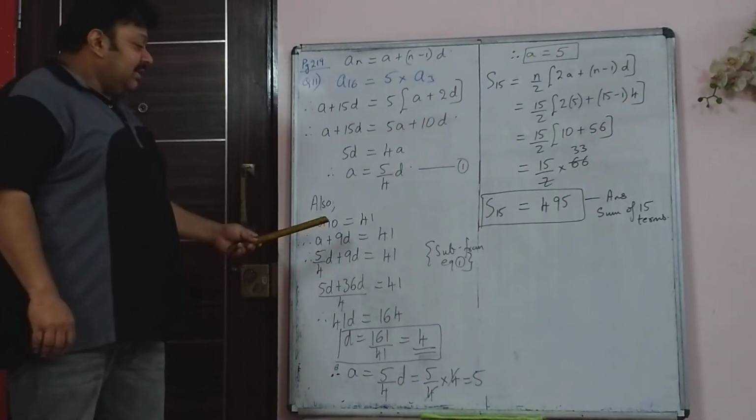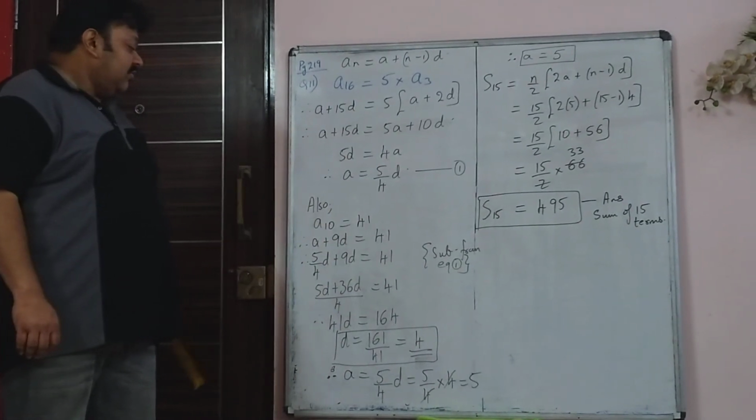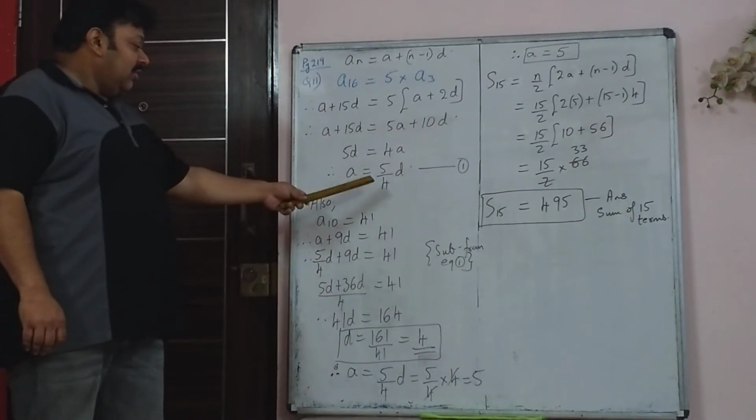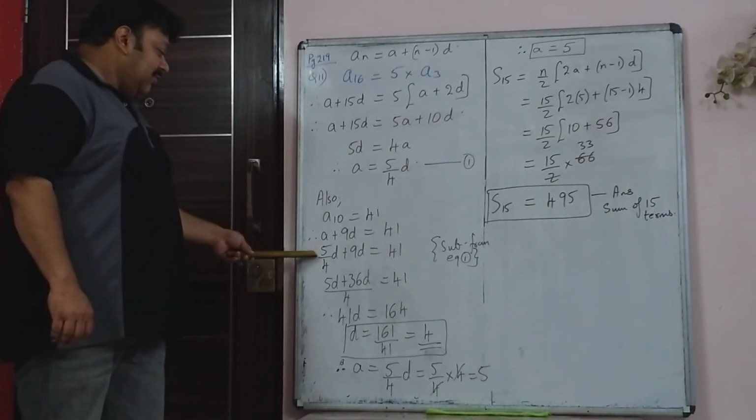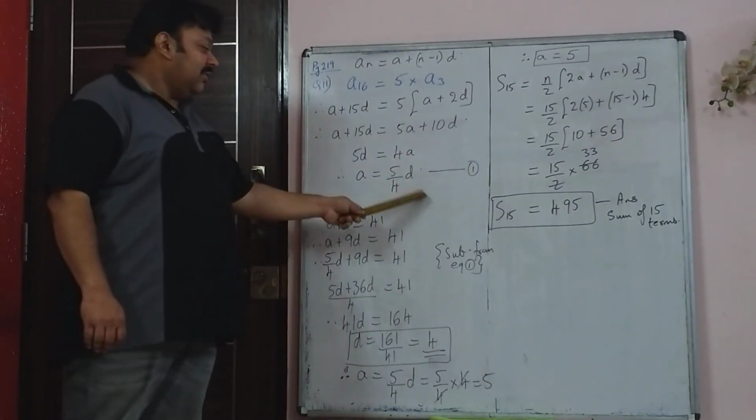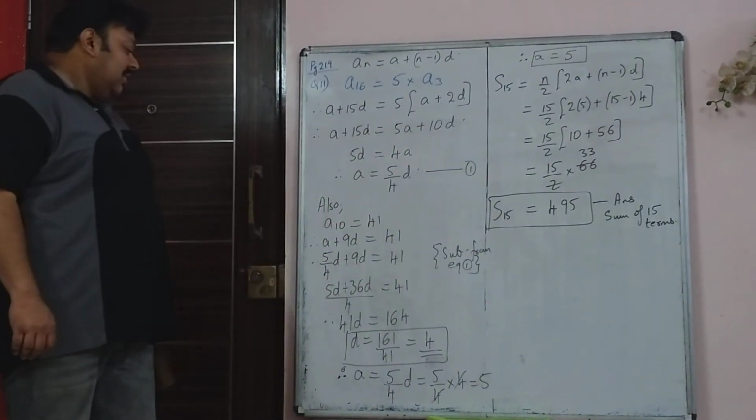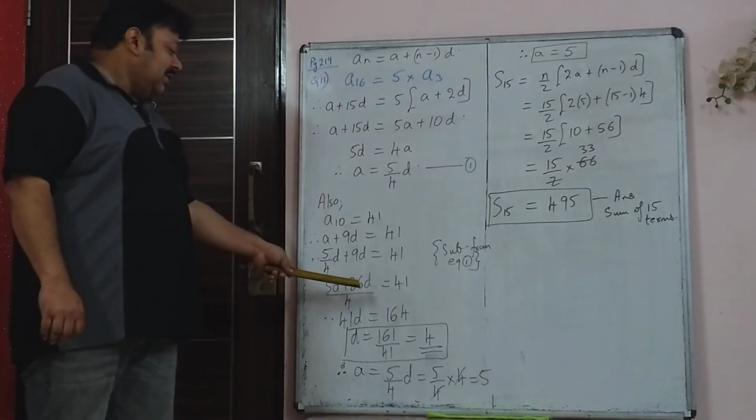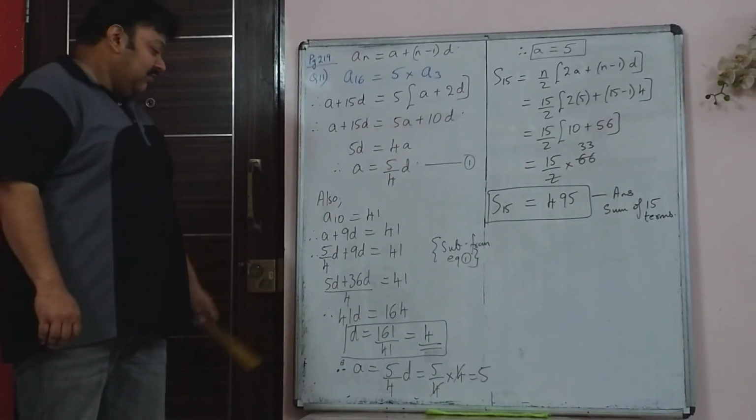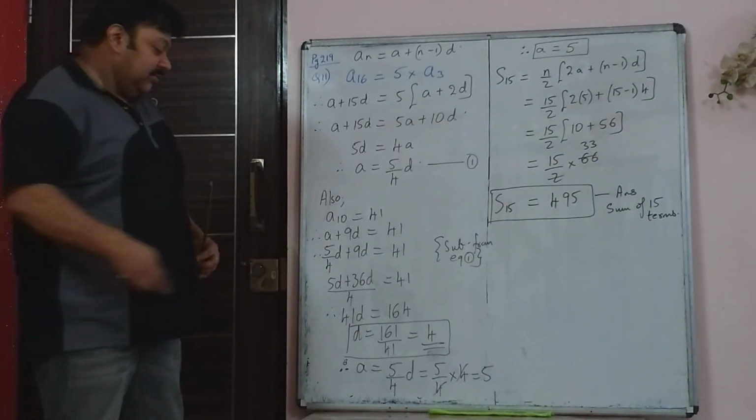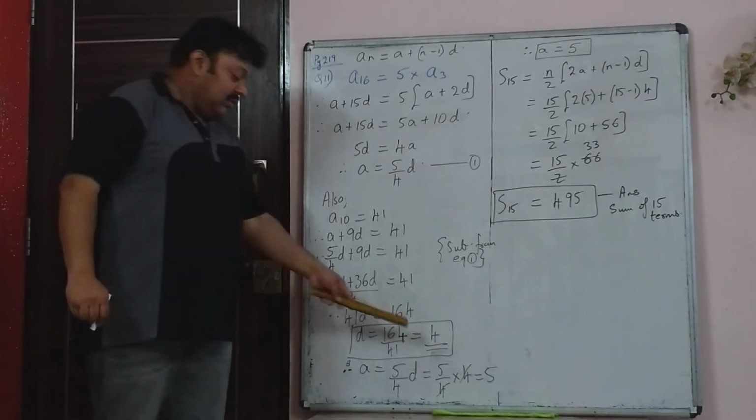You are also given that the 10th term is 41. So 10th term means a plus 9d is 41. So 5 by 4 d plus 9d is 41. Why did I write 5 by 4 d? Because a is equal to 5 by 4 d. That is, we have substituted the value of a from equation 1. So simplifying that, by taking the LCM, you get 41d is 164, or d is 164 upon 41. So this is 164 divided by 41, which is 4.